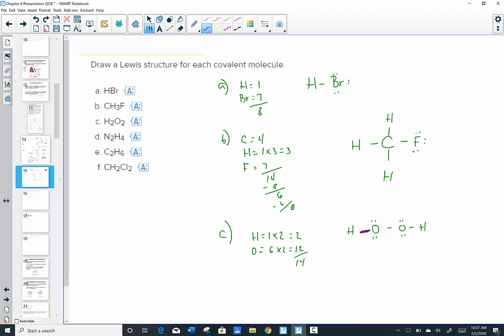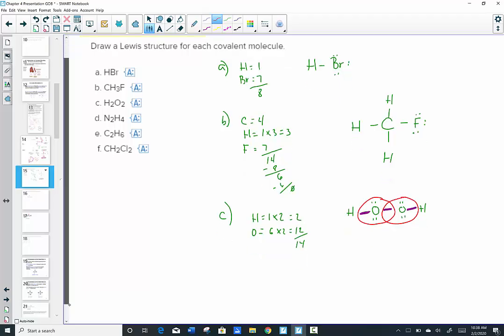I'm going to clean that up. 1 bond, 1, 2, 3, 4. There, we got it. So just to emphasize, we know oxygen wants to have 2 bonds, 2 dots. 2 bonds, 2 dots, and each hydrogen now has its 1 bond that it has. Perfect, I'm sure you're doing great. Let's look at D.